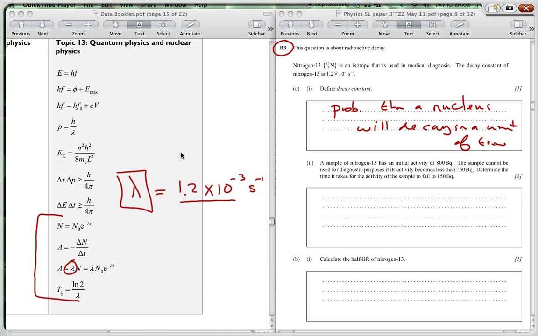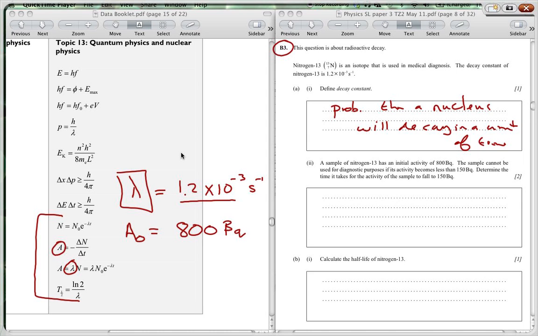So the question goes on, it says a sample of nitrogen 13 has an initial activity. Now your activity, this is your A, and so it has what we would call our A0, initial activity of 800 Bq, and this is Becquerel, the number of radioactive decays per second. So it means that every second 800 nuclei are decaying.